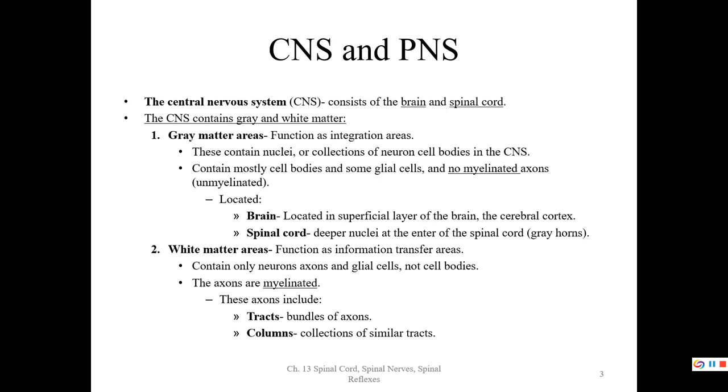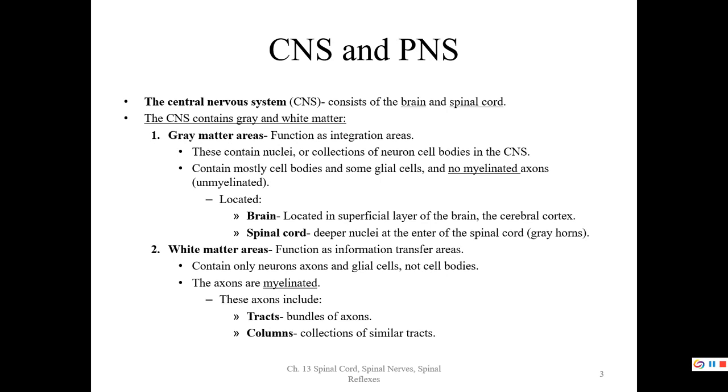Now, in gray matter, this is going to be mostly cell bodies because these cell bodies are a huge component of that. That's where they reside. There's going to be some glial cells, different glia, and any axons that are present are unmyelinated axons. So the axons that are there are unmyelinated.